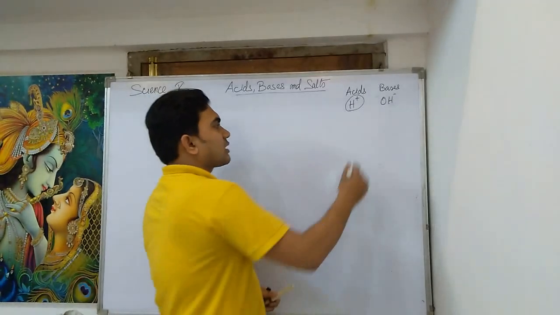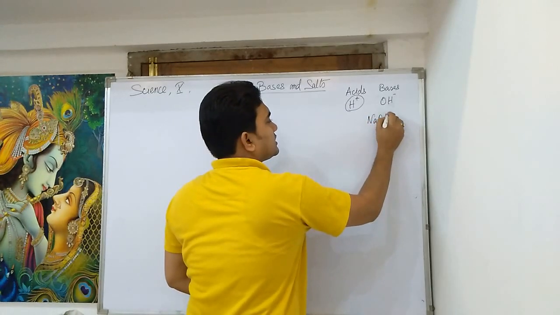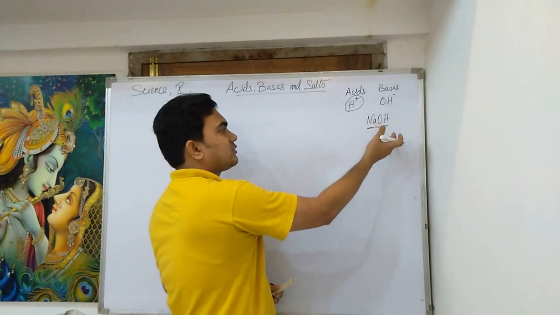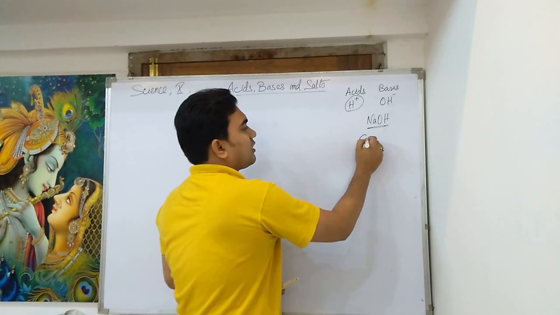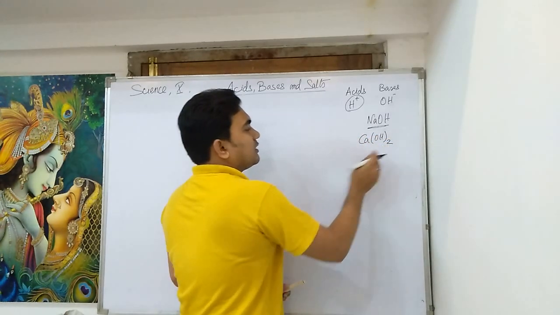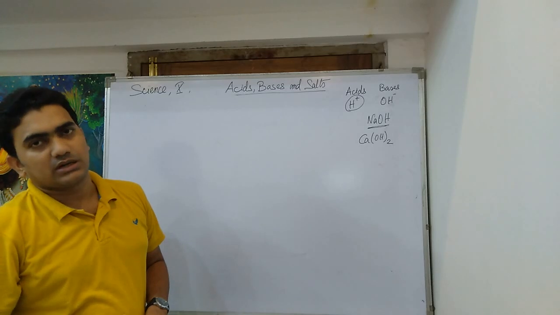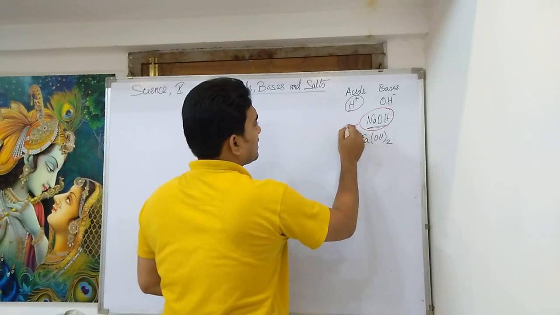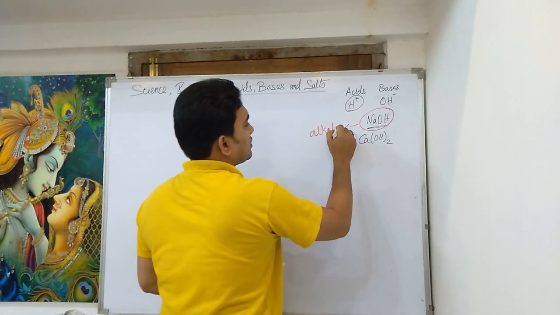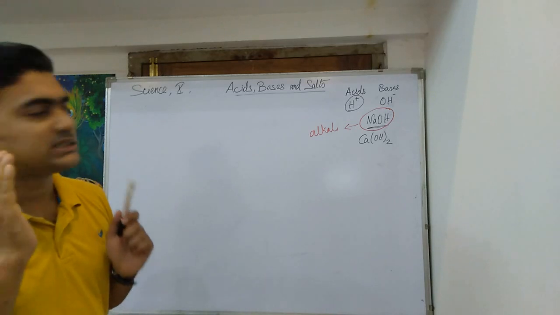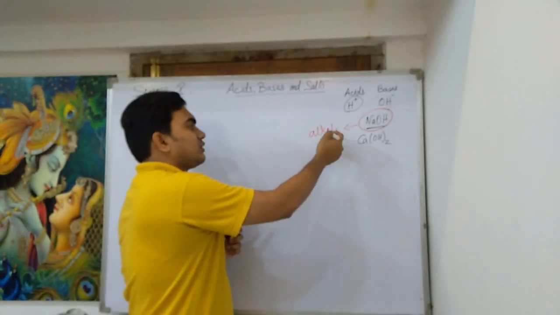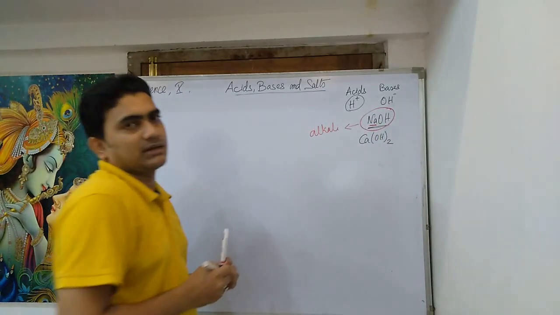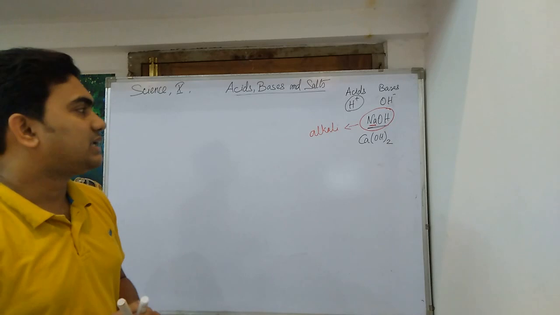Like if we talk about NaOH, then it is soluble in water. Whenever we expose this to water, it will dissolve. But speaking of calcium hydroxide, this is a base which is insoluble in water. So the bases that are soluble in water, we call them alkali bases or simply alkali, and the corresponding metal we call an alkali metal.